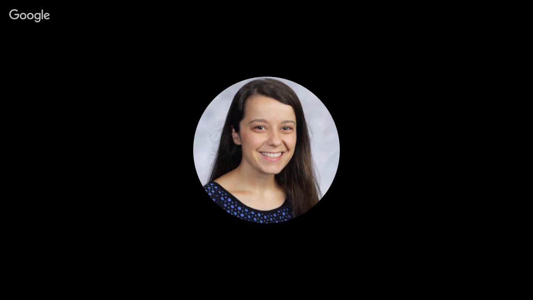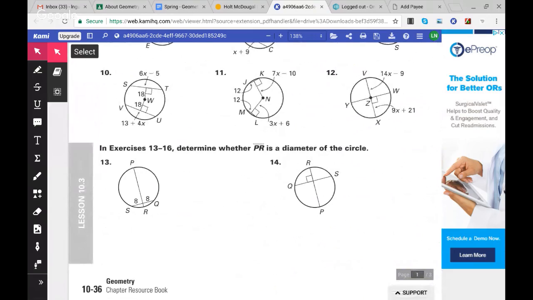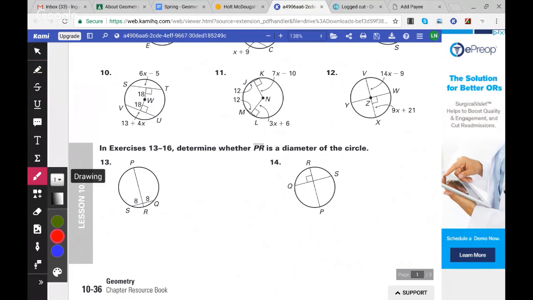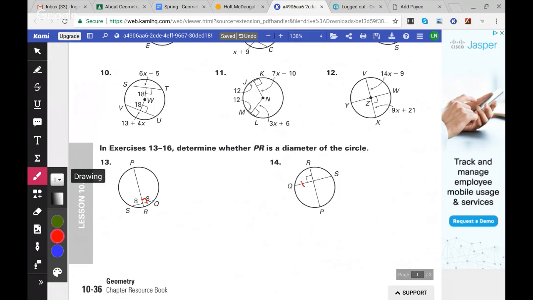Roll back up. Let's see. Is PR a diameter of the circle? Okay, in order for it to be a diameter using the pictures they've drawn, you have to know that it cuts the other chord in half, so it bisects the other chord, and that it's perpendicular to the other chord. It has to meet both of those qualifications. Okay, I understand that. So for 13, you would have to know this, and this one, you'd have to know this.